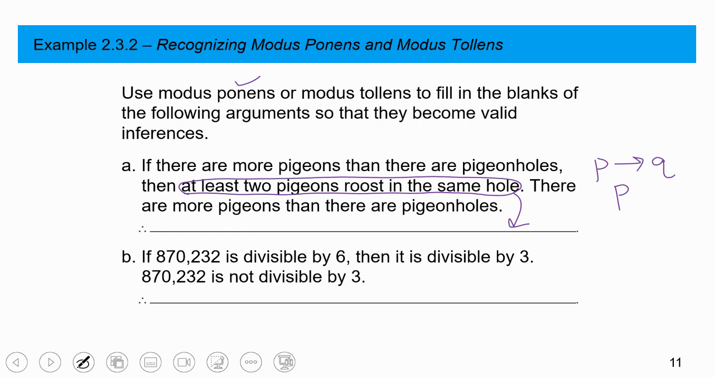In the next example, it says, if the number is divisible by 6, then it is divisible by 3. So there's our P implies Q. The number is not divisible by 3. Now remember, being divisible by 3 is the Q part, not the P part. So we're saying not Q. So by the contrapositive or modus tollens, we can say that not P. So the number is not divisible by 6. And that's modus tollens.